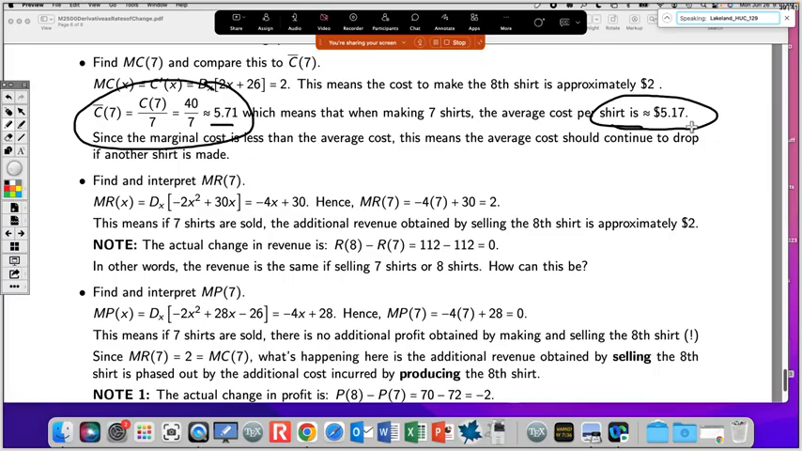Now, looking ahead, you're making 7 t-shirts. The 8th t-shirt is going to cost you an extra $2. The average cost per shirt is a little over $5. So if I make more shirts, what should happen with that average cost? If the current average cost is 5 and change, but the cost to make the next one's only 2, then what should happen with the average cost if I go ahead and make the next one? It should decrease, you follow? And that's a theorem that you're going to be proving in the next take-home.